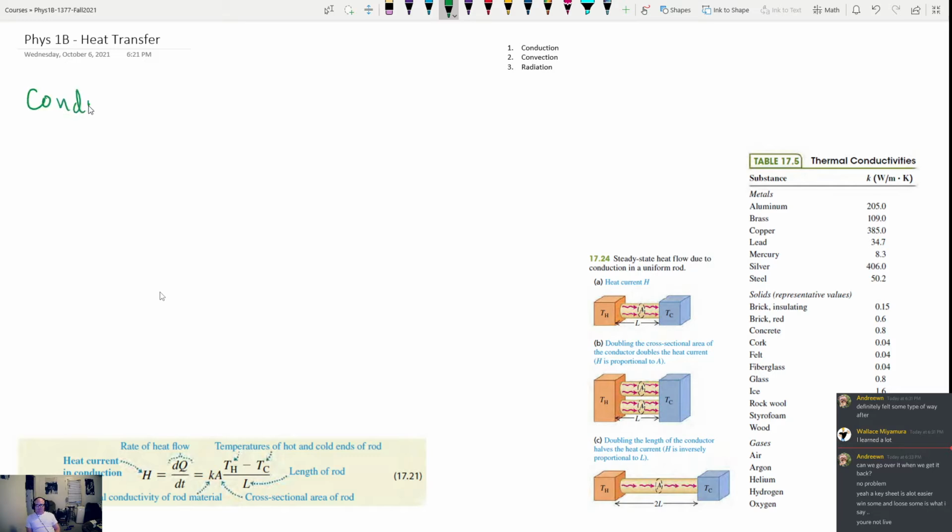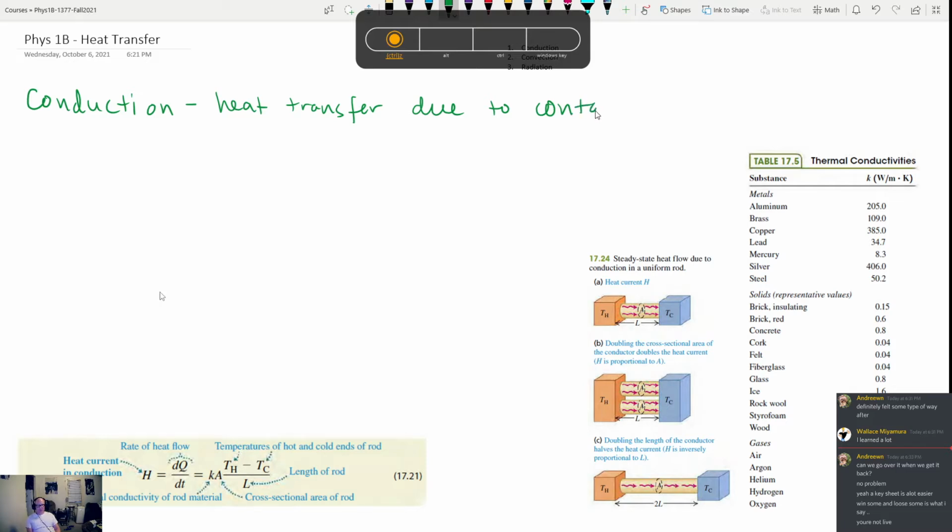So conduction is heat transfer due to contact between two objects. Like physical contact. The two objects have to actually touch each other.